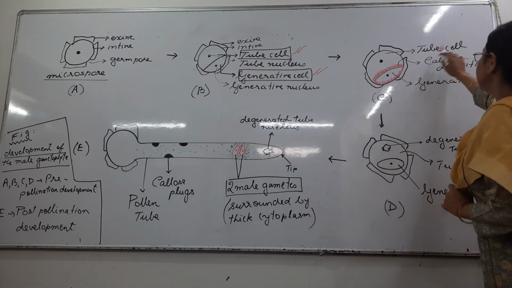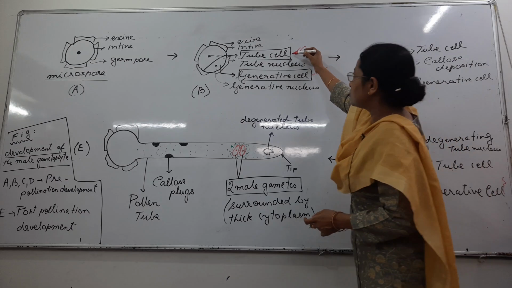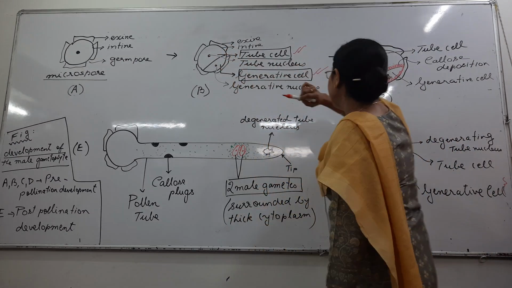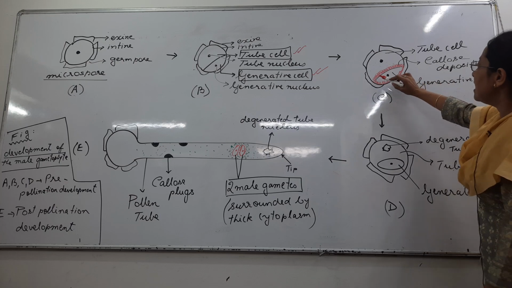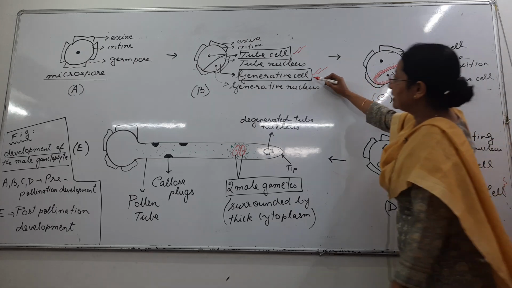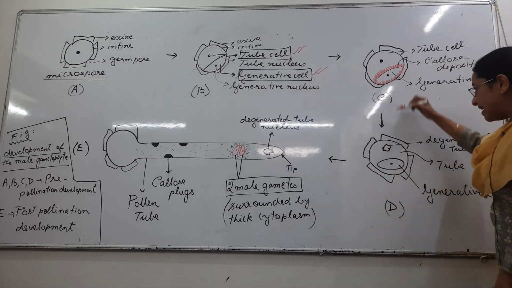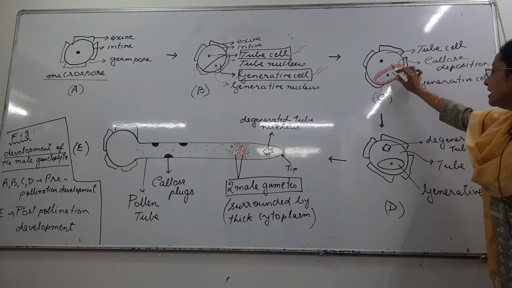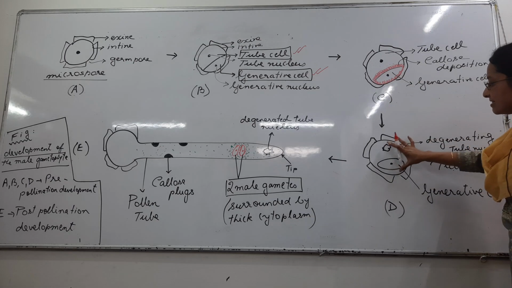Next is tube cell, tube nucleus. We understand since we are talking about a cell, so obviously there will be a nucleus, right? Next point you see is callose deposition in and around the generative cell. In the next diagram, because of this callose deposition in and around the generative cell, this is something that we observe.